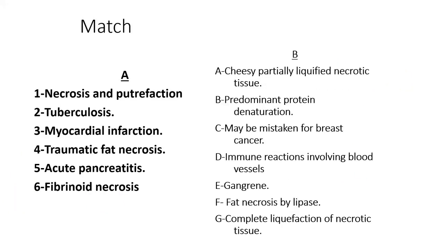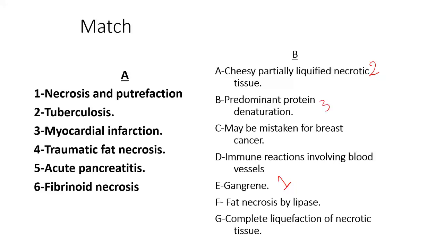Another match question. Necrosis and putrefaction. Of course, this is gangrene. Very good. Tuberculosis. Okay, which type of necrosis? Caseous necrosis, cheesy, partial liquefied necrotic tissue. Myocardial infarction. Which type of necrosis? Coagulative type of necrosis. Okay, which matches with coagulative type of necrosis? Very good. Predominant protein denaturation.